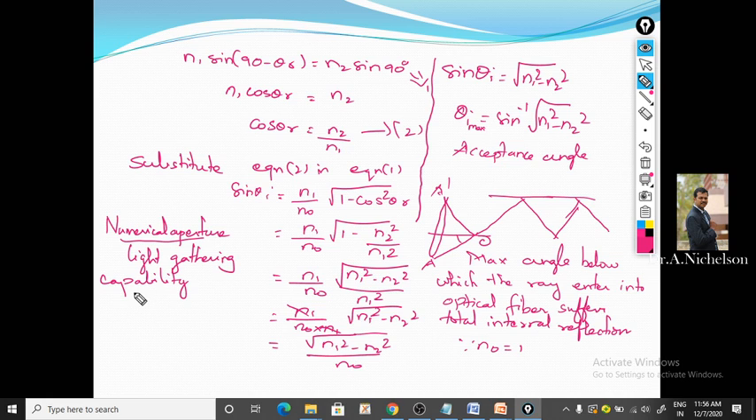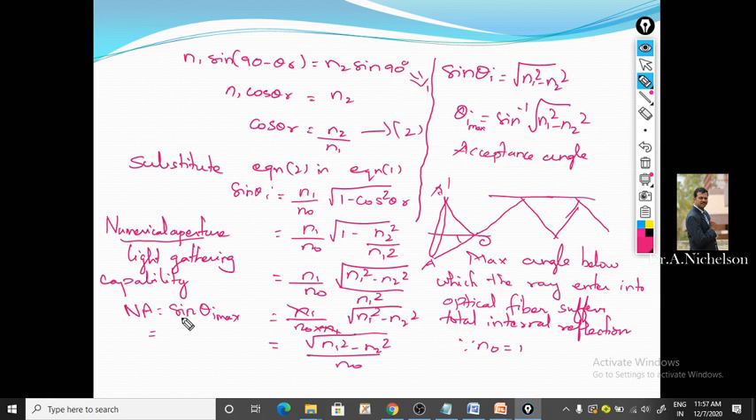So it is also given by NA is equal to sin of acceptance angle, that is sin theta I max. These notations may be different in the notes and in the books, so you can follow the same notation. So sin theta I max. You already know what theta I max is: sin inverse of square root of n1 square minus n2 square.